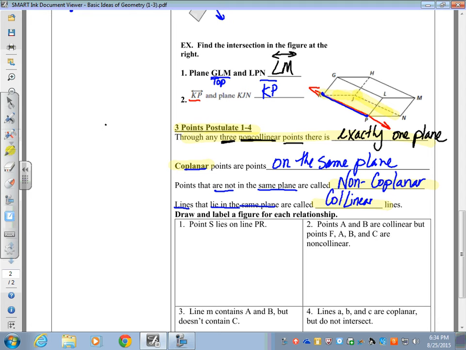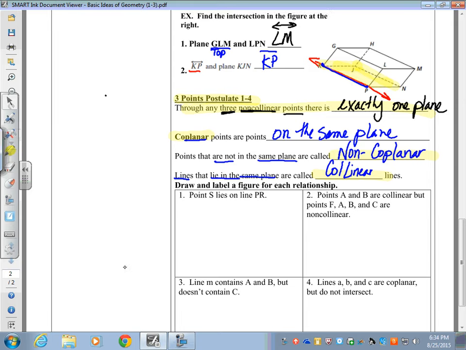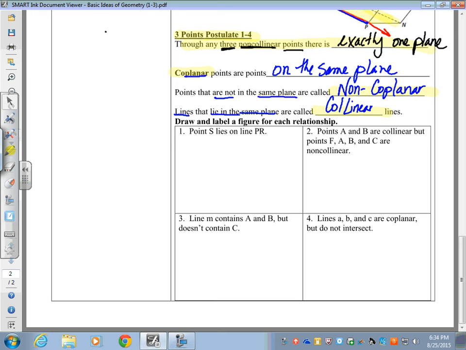Okay, so we're taking the terms, how to label these basic ideas in geometry, and we're going to expect you to draw the relationship. It says to draw and label a figure for each relationship. Point S lies on line PR. Now you're going to see the abbreviation for "answers may vary," meaning there are many different ways to get the right answer. But basically, since I'm talking about a point that lies on line PR, S is collinear to line PR.